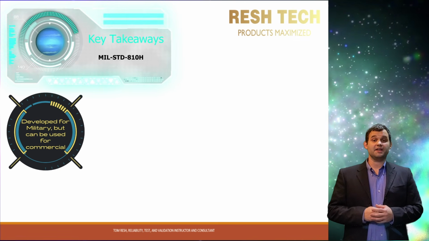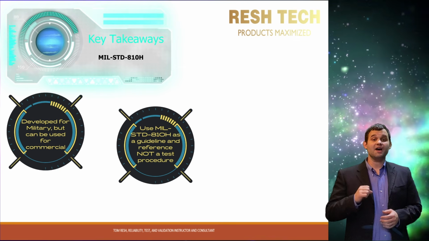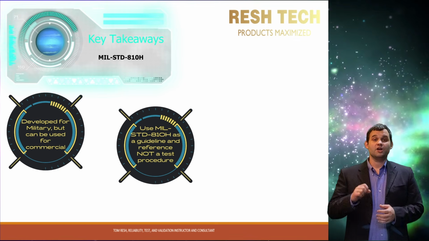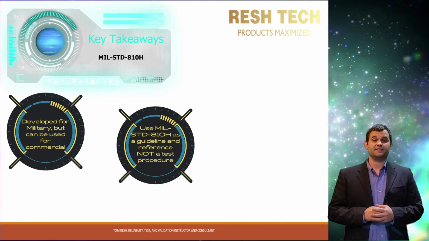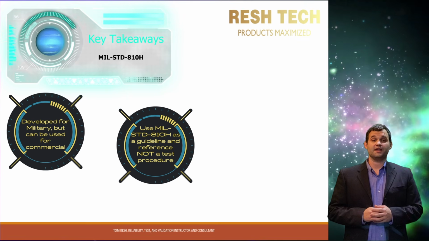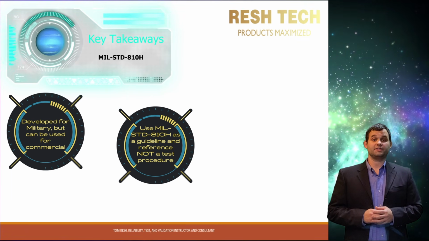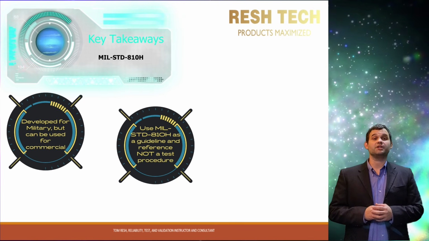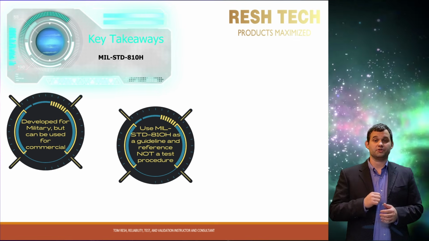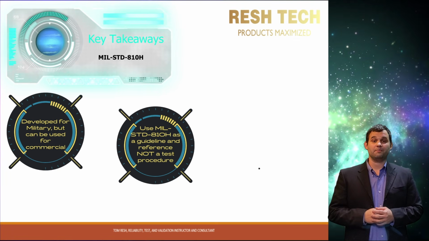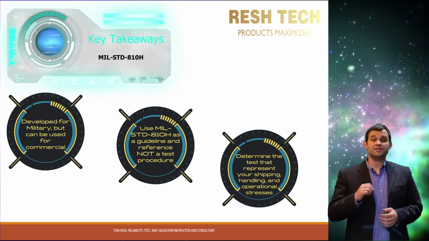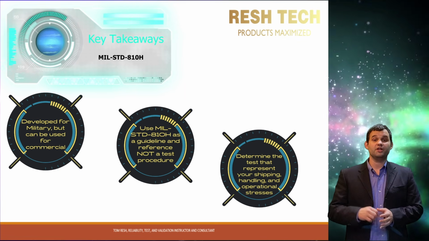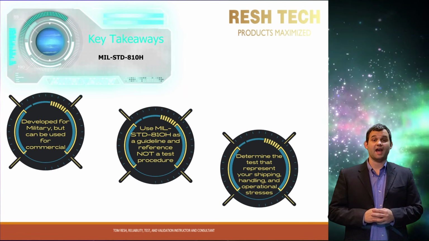Use MIL-STD 810H as a guideline and a reference, and not a test procedure. This document should be treated as a guideline and a reference, and don't arbitrarily copy and paste tests and stress levels from MIL-STD 810 without actually understanding what your system's environmental stresses or load cases actually are. Determine the tests that represent your shipping and handling and operational stresses. Use historical data at your company or talk to your customer. The MIL-STD 810 is a good start to what you need to do, but you need to tailor the environmental test plan to your specific use cases and application.